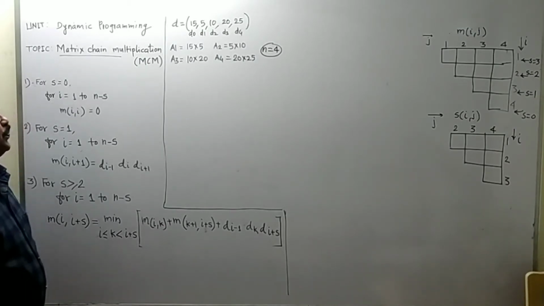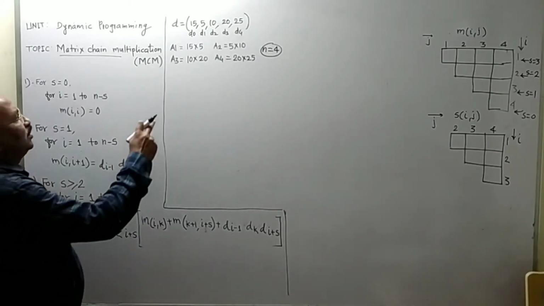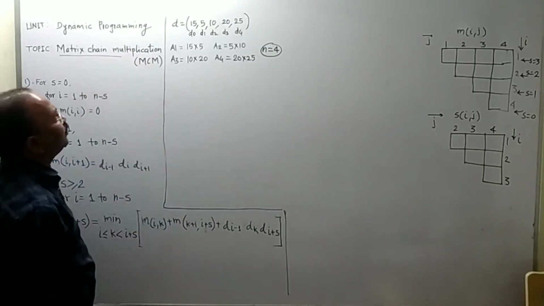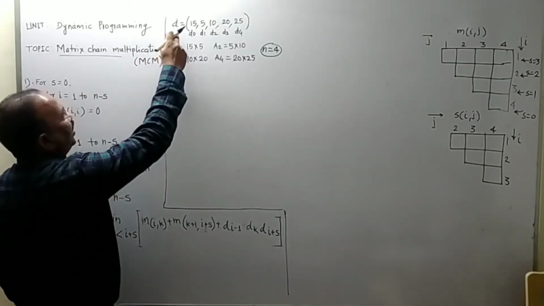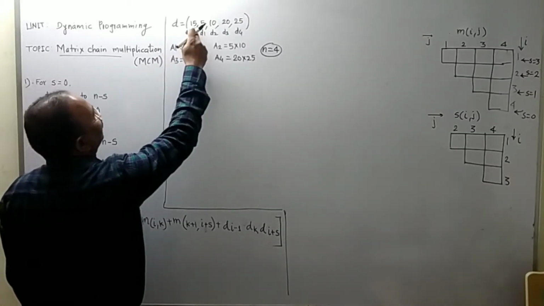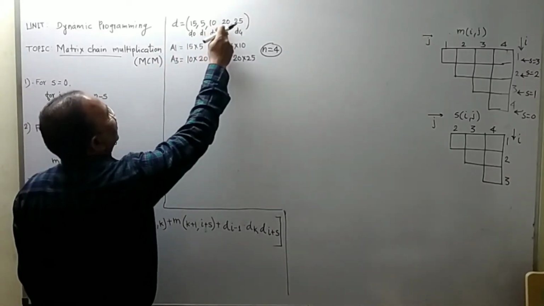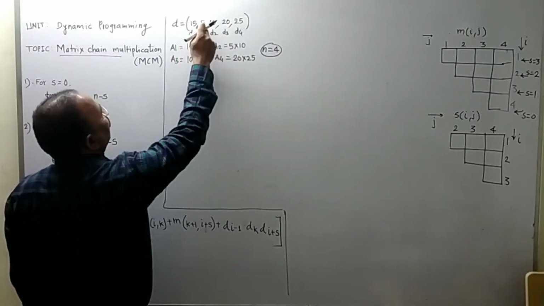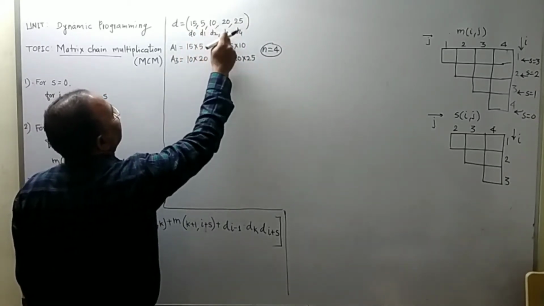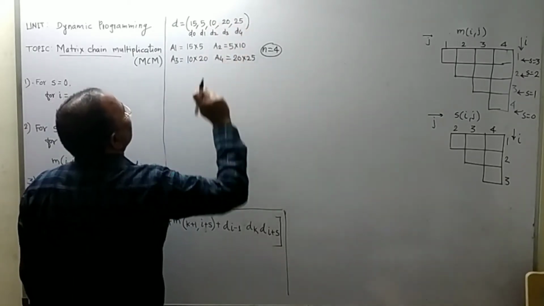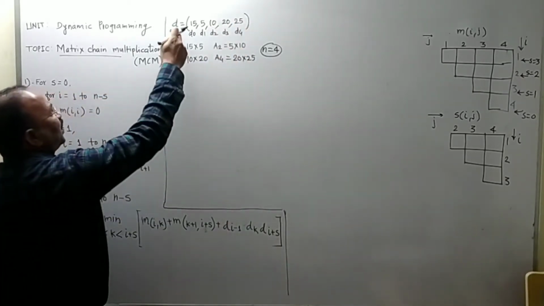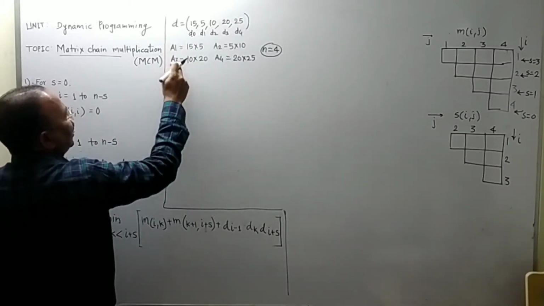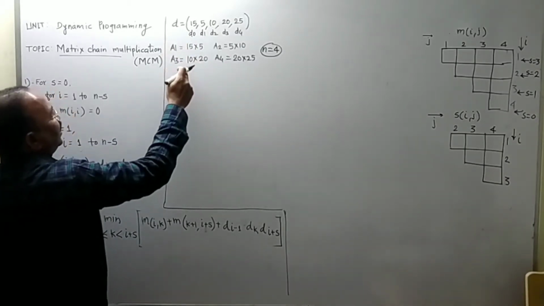In this video, we will discuss the second problem based on matrix chain multiplication. Input is dimension vector D equal to 15, 5, 10, 20, 25. D0 is 15, D1 is 5, D2 is 10, D3 is 20, D4 is 25. From the dimension vector, we can find out the sizes of the matrices and how many matrices there will be.